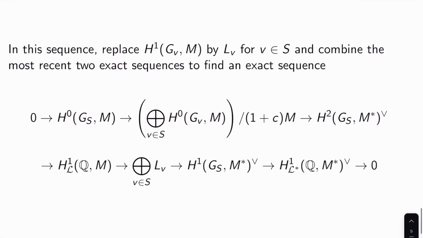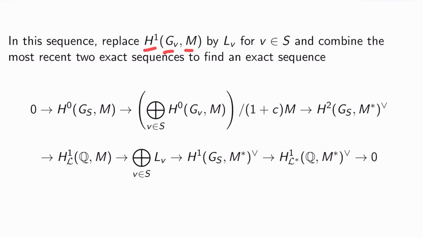Let's go on. In this sequence, if you replace H1(G_v, M) by L_v for v in S, because that's what it is, and you combine the most recent two exact sequences, the big one we just got done writing down and the dualized sequence right before it, there's no tricks to this. You just get the following new exact sequence. 0 to H0(G_S, M) to the direct sum over v in S of H0(G_v, M) mod (1 plus c)M to H2(G_S, M*)^∨ to, this is where it starts to change, H1_L(Q, M) to the direct sum over v in S of L_v to H1(G_S, M*)^∨ to H1_{L*}(Q, M*)^∨ to 0. Okay, so this is just kind of a write-it-down thing.